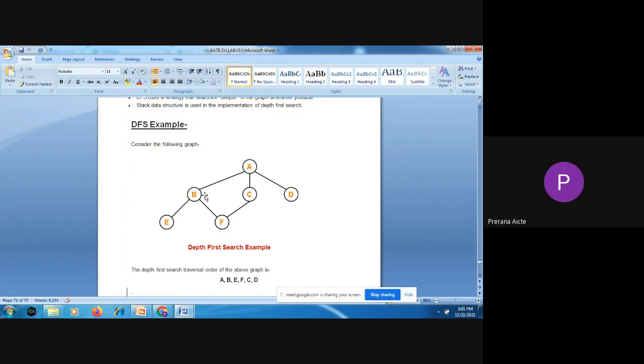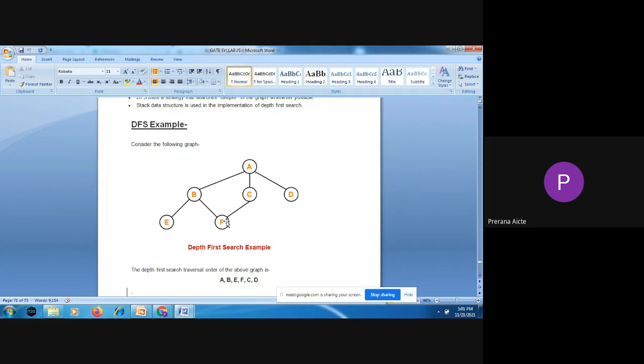So now for B, any other adjacent nodes which are not yet visited means we have to go to that. So for B, F is the adjacent and we have not yet visited, so we will go for F. And now for F, adjacent node is C, so we will go to C. And for C, there is no other adjacent node, so we will move back from C to F.